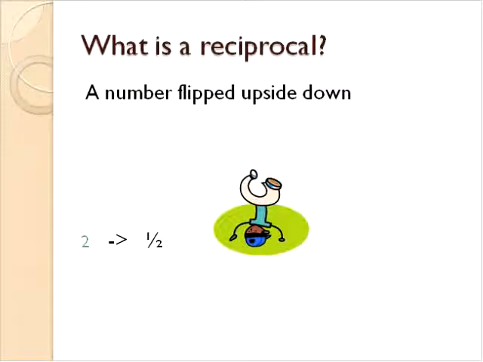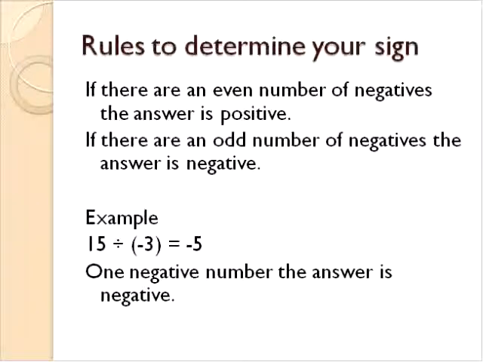So if you have 2 over 3, for example, when we flip it around upside down, it would then become 3 over 2. See, it's just like this cute little guy here, upside down. Okay, that's what a reciprocal is. We're essentially flipping a fraction over.